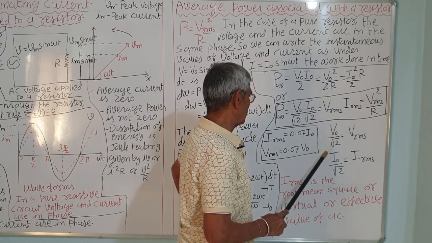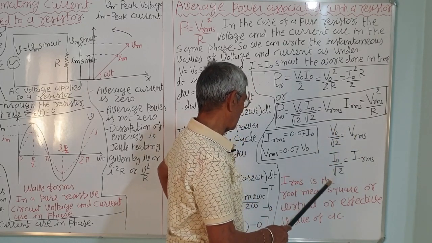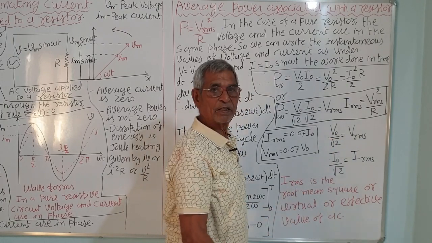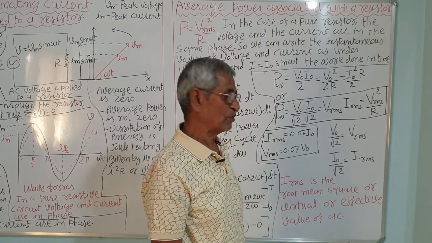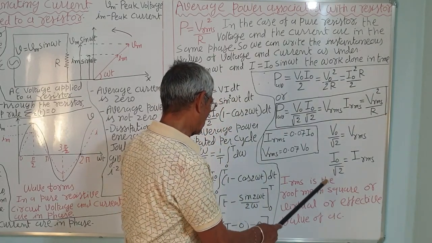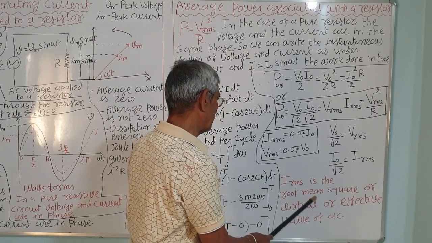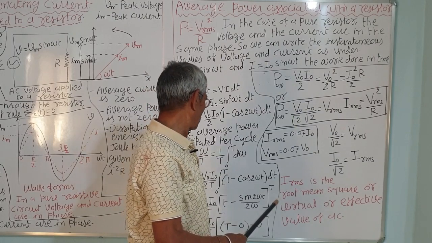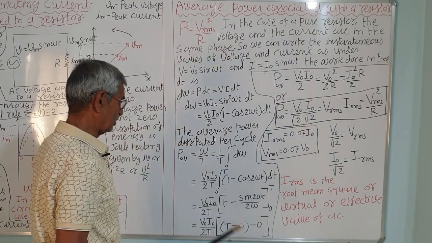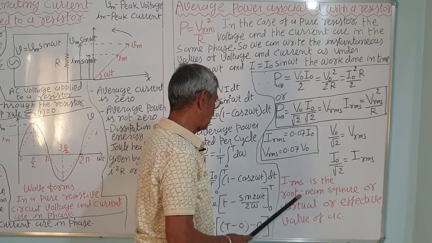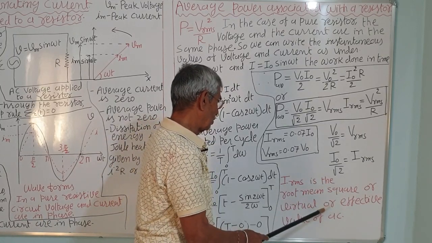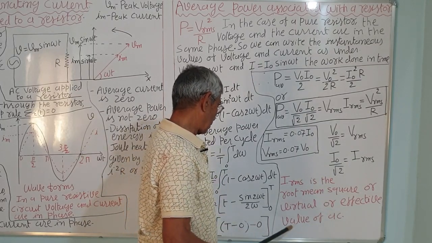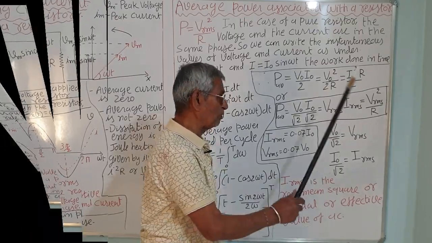So V0 upon under root 2 is equal to Vrms, and I0 upon under root 2 is equal to IRMS. So if any one is given, the other can be calculated: if V0 is given, the RMS value can be computed. Thus IRMS is the root mean square value. It is not the average. Average is 0, we have already said in the graph. But IRMS is the root mean square, or virtual, or effective value also called. Whatever we get is not the maximum, it is somewhat less than the maximum value of AC.